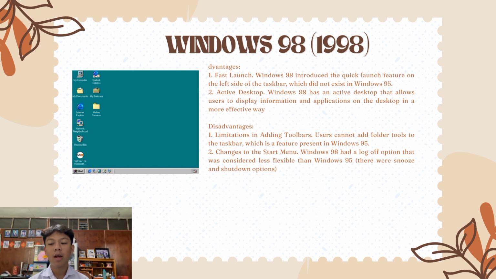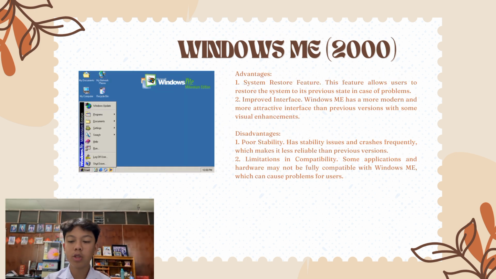Windows 98 in 1998. Advantage: quick launch. Windows 98 introduced the quick launch feature on the left side of the task bar, which did not exist in Windows 95. Disadvantage: limitation in adding toolbars. Users cannot add folder tools in the task bar, which is a feature present in Windows 95. Windows ME, 2000.